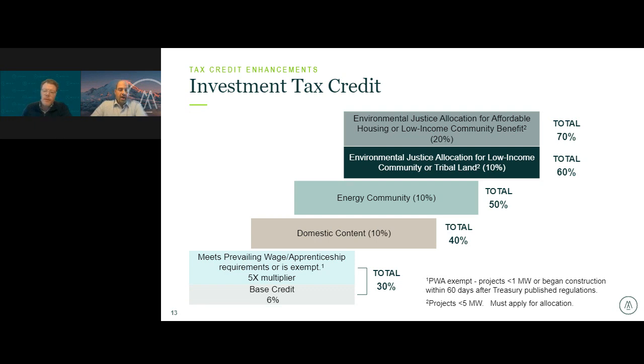And if you meet the 30% adder for the base credit and prevailing wage and apprenticeship, but don't meet domestic content, but meet energy community, you get that 40%. So you don't have to meet all of them to get the 40%. You can kind of mix and match how you get to your increased enhancements.